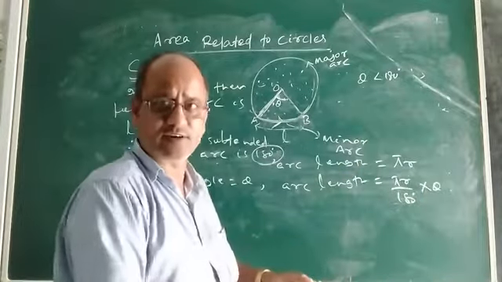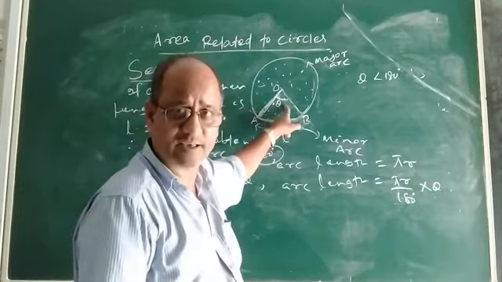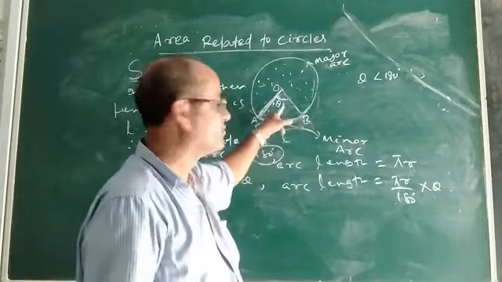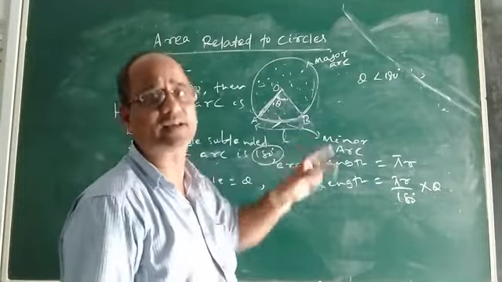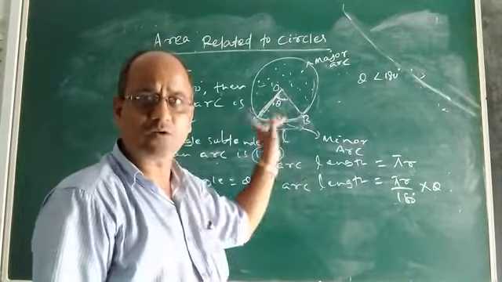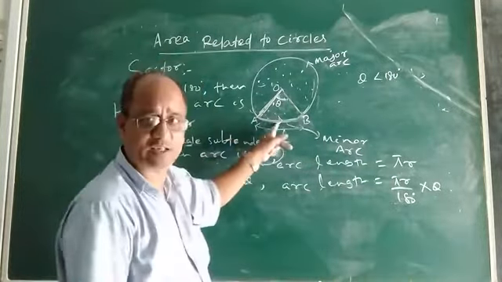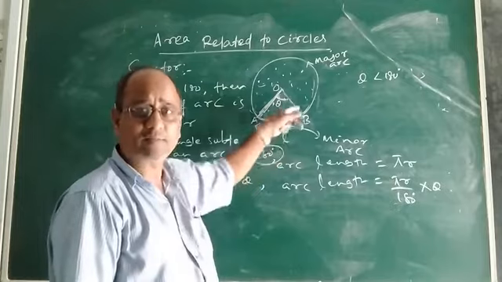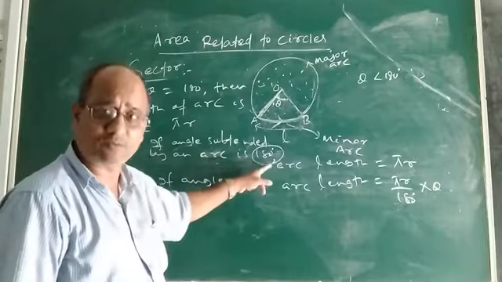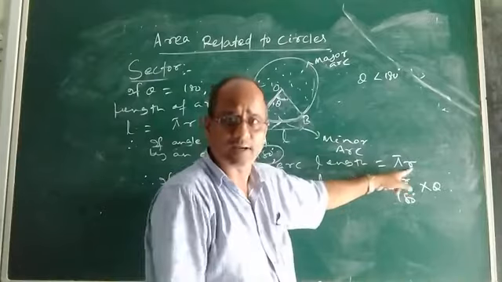Once again I am saying, children, as I just told you, the value of theta is less than 180 degrees here. As the value of theta goes on increasing, the length of arc will also increase. When the value of theta becomes equal to 180 degrees, the arc will become a semicircle, whose arc length is equal to pi r. That means if the angle subtended by an arc at the center is 180 degrees, then no doubt the length of arc will be equal to pi r.